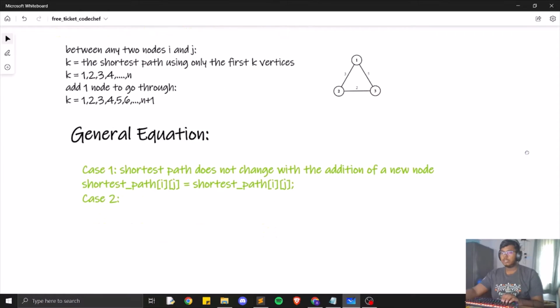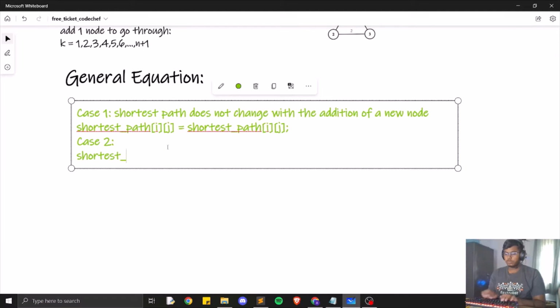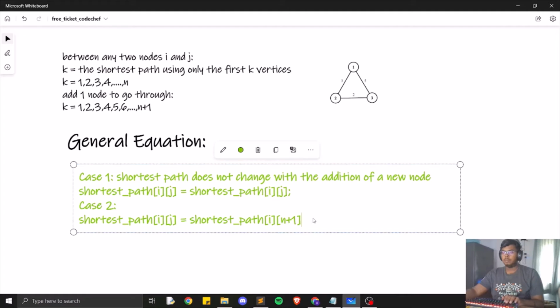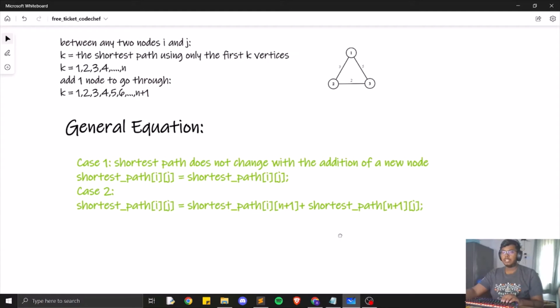So what would be the shortest path now from i to j? It would be the shortest path from i to n plus 1, which is basically when we add another node, plus the shortest path from n plus 1 to j. So here we have a basic general equation which would be used for our DP problem.